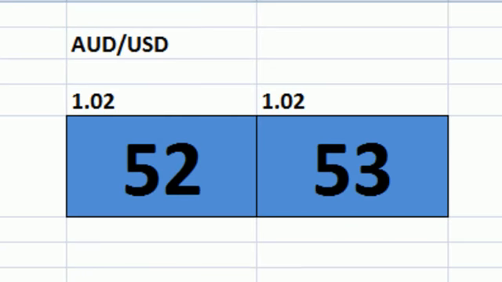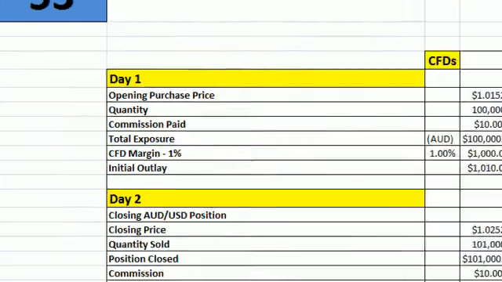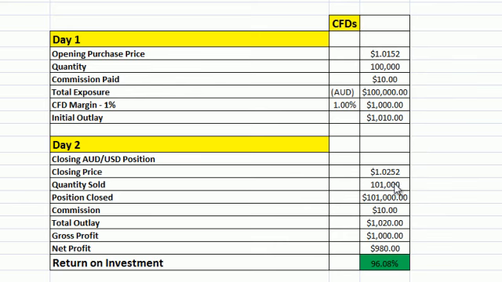Now let's say we've held this position for a while. We're now back up to the trade board. The value of the Aussie dollar against the US has gone up a cent, so it's gone in our favour to 102.53 is the offer and 102.52 as the bid. So in this case we want to sell, so we're going to sell at this 102.52. So coming back down, our closing price 1.0252.